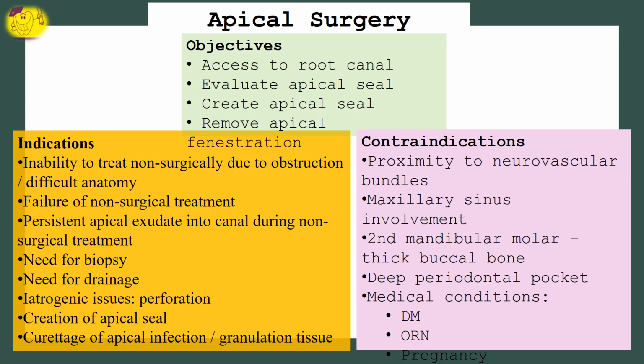There can be a few contraindications to this procedure, especially if it's close to the neurovascular bundle, when there is a maxillary sinus involvement, when there is a second mandibular molar because there will be a very thick buccal bone. Deep periodontal pockets are contraindications for this surgery, and also a list of medical conditions of the patient such as diabetes mellitus, osteoradionecrosis, pregnancy, and bleeding disorders are relative contraindications for apical surgery.